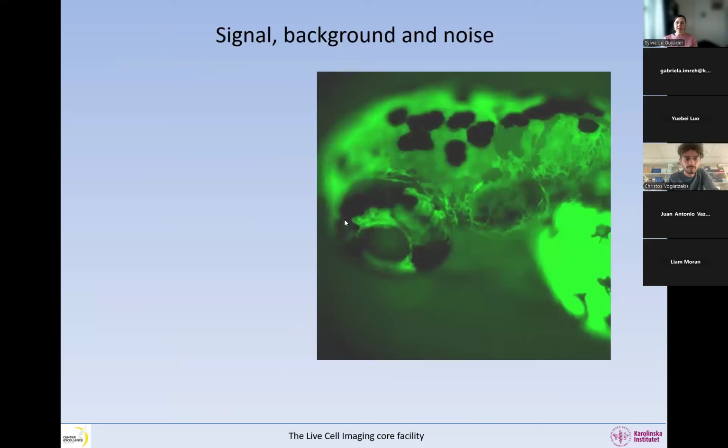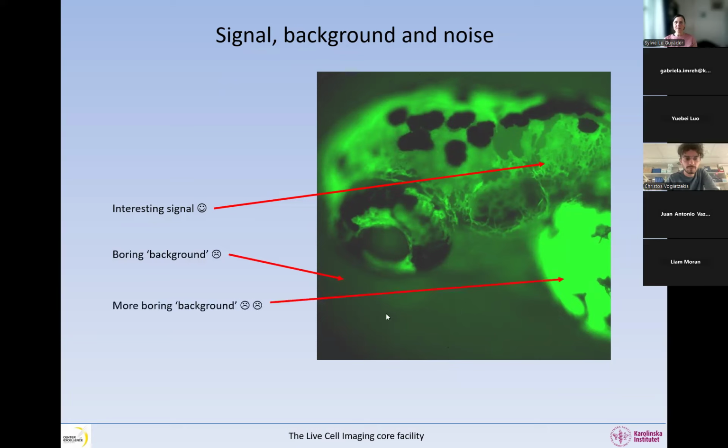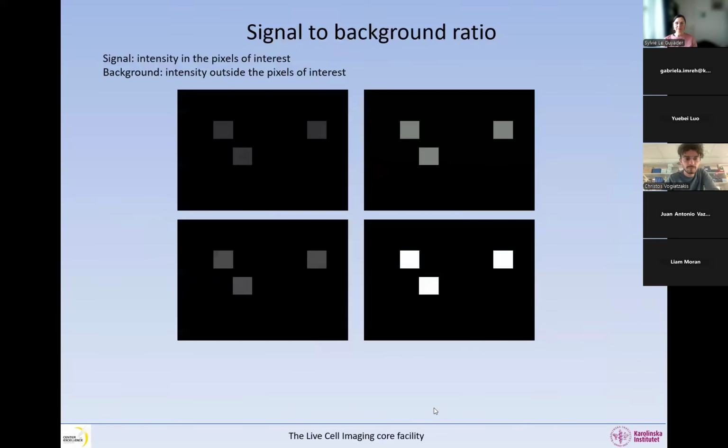Here is a nice zebrafish that is autofluorescent, and we're interested in these beautiful cells in here. That's the interesting signal. But look, there is a horrible background around the zebrafish. And then even here, the yolk is very fluorescent. So actually the background can be higher than the noise. The background is the fluorescence that we do not want. So the background can be stronger than the signal.